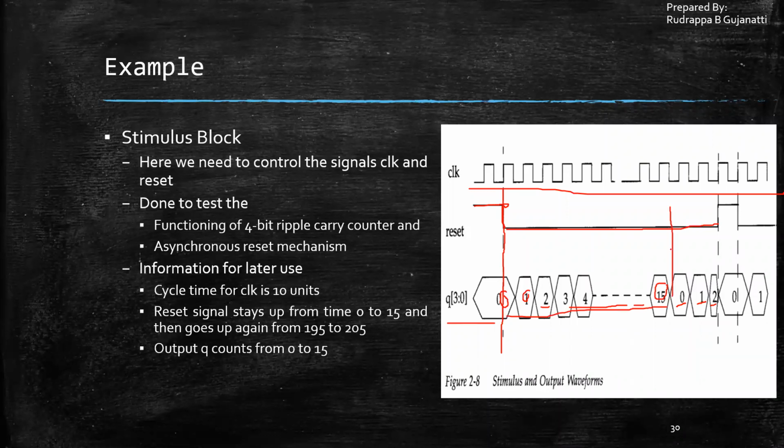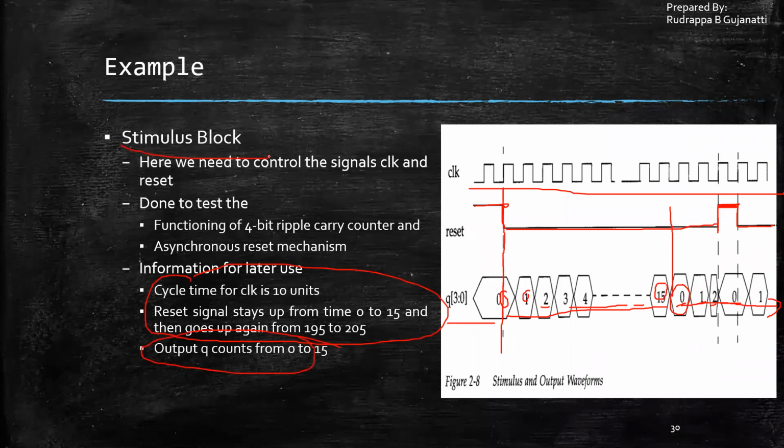But after 15, what is happening? The counter keeps on counting, so after 15 it comes back to 0 and starts again. But here, in between, you are making reset high. When you make reset high, Q again turns out to be 0. When reset goes back to 0, the counter starts to count again. That is how it appears over here. This information we'll be checking later in the simulation results, where we can check what is actually happening.